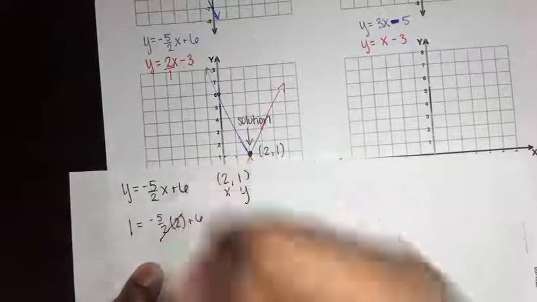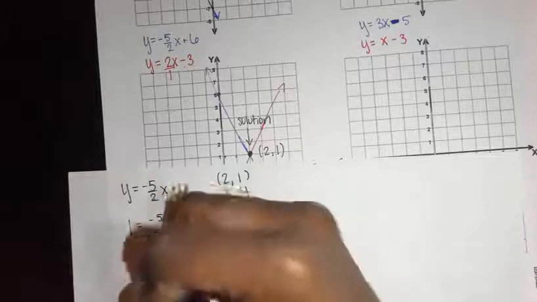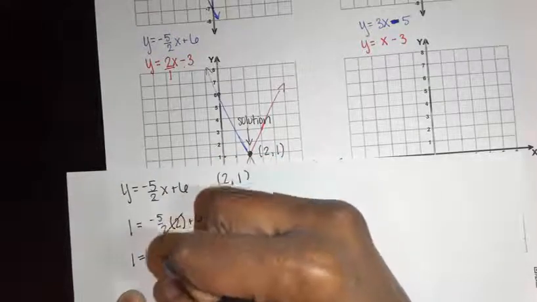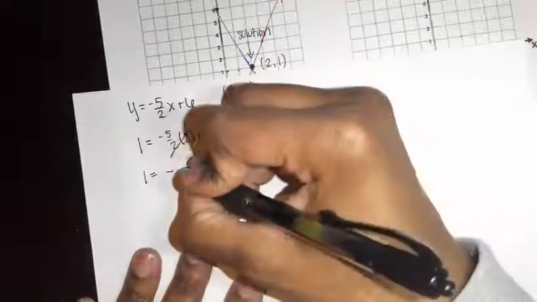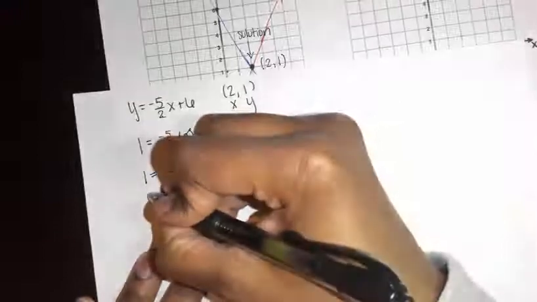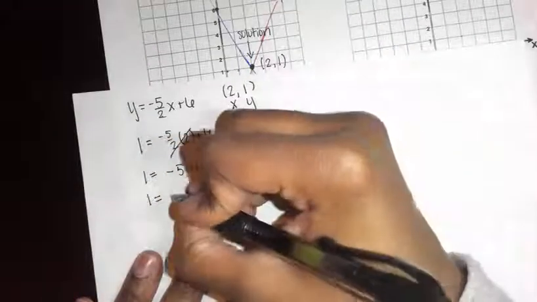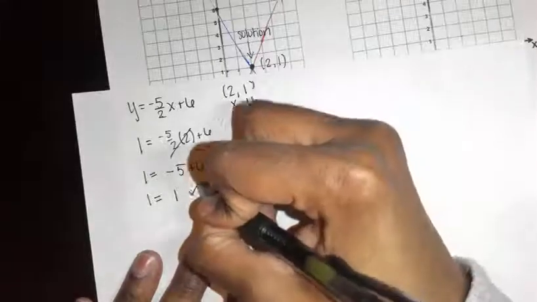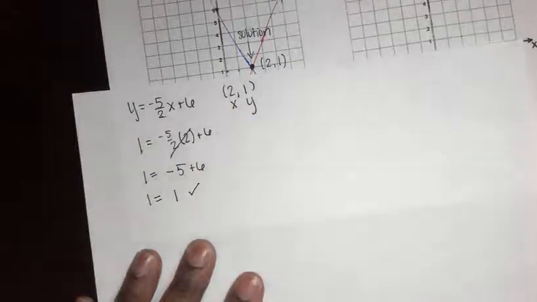Now my 2's cancel each other out. So I have 1 equals this. The negative 5 remains there. Negative 5 plus 6. And then that is 1 equals, it's different signs, so you subtract, keep the sign of the larger number, so it's positive 1. 1 does in fact equal 1. So then we know that we've got the right answer, we've got the right solution here.